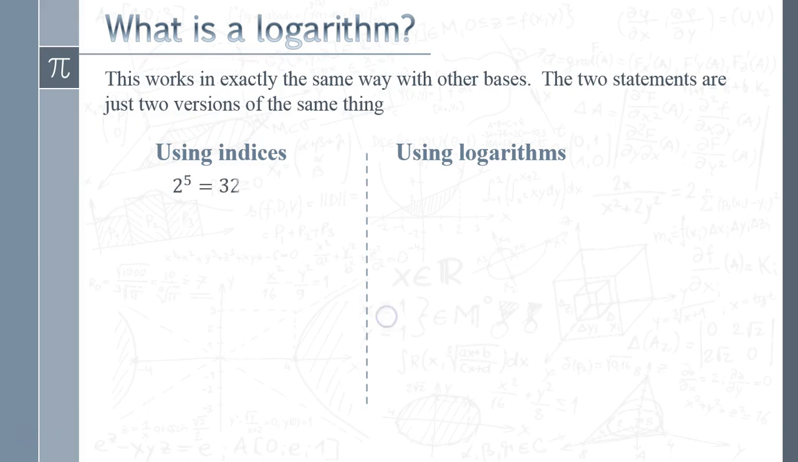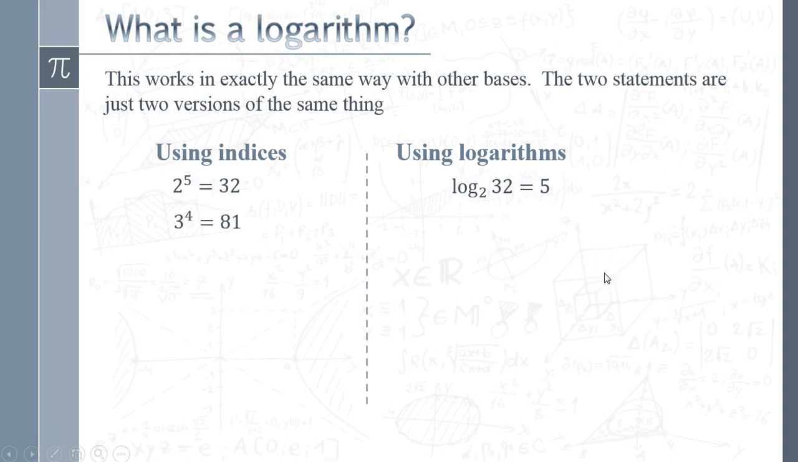So here we go. 2 to the power 5 is 32. So how are we going to write that using logarithms? Well, that is going to be log to the base 2 of 32 is 5. So we're saying 2 to the power 5 is 32, so log to the base 2 of 32 is 5.